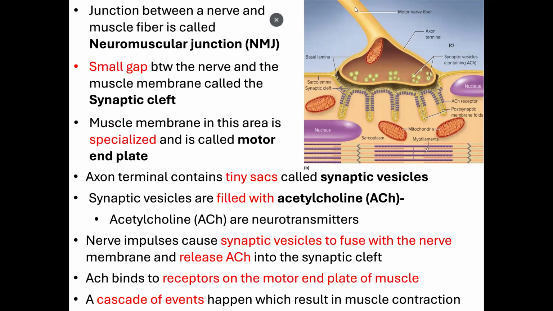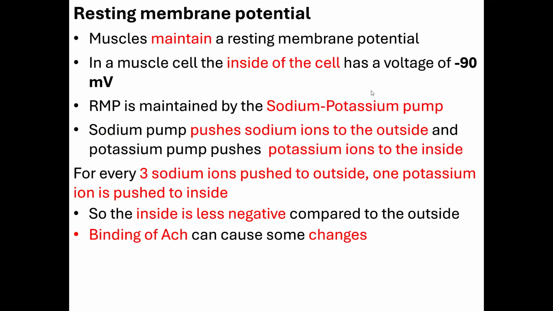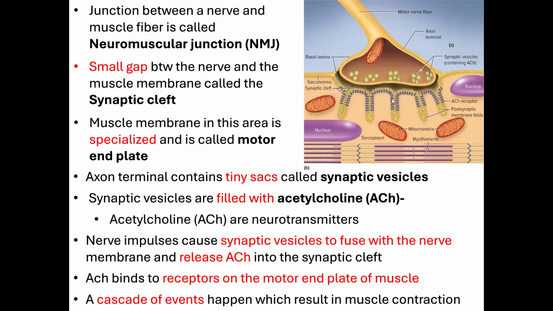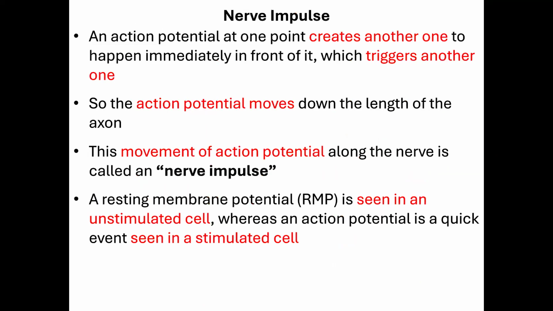So what happens when a nerve impulse reaches the terminal axon? These little vesicles or bubbles fuse with the membrane here, and the neurotransmitters are released into this cleft. These neurotransmitters attach to the receptors here on the muscle. And these receptors will make some changes on the surface of the muscle. I'm going to go a little bit further so I can show you.